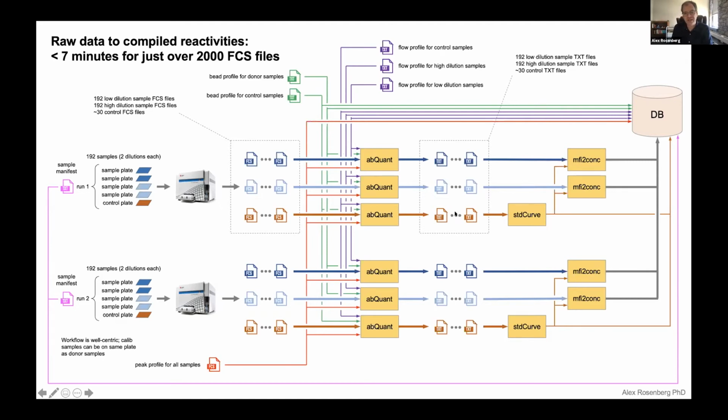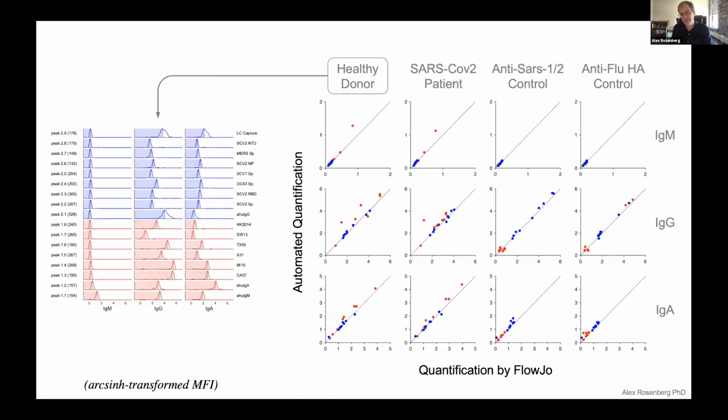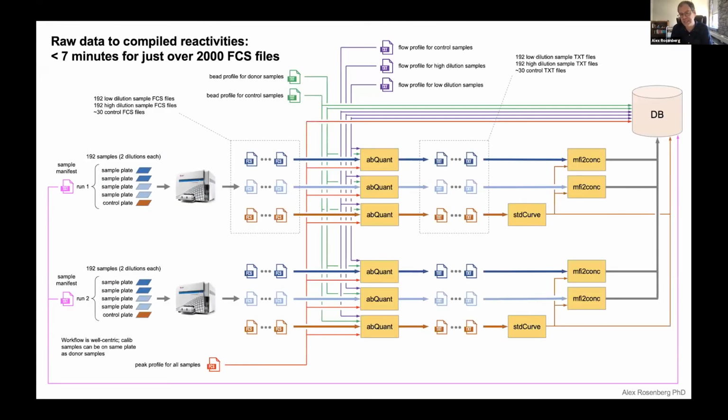The ones that are standard curves are automatically picked out and assembled into a program which will then fit the data to a 4-parameter logistic curve, so we can back calculate the concentrations. Then these data are dumped into a database along with their non-back calculated mean fluorescence intensities.